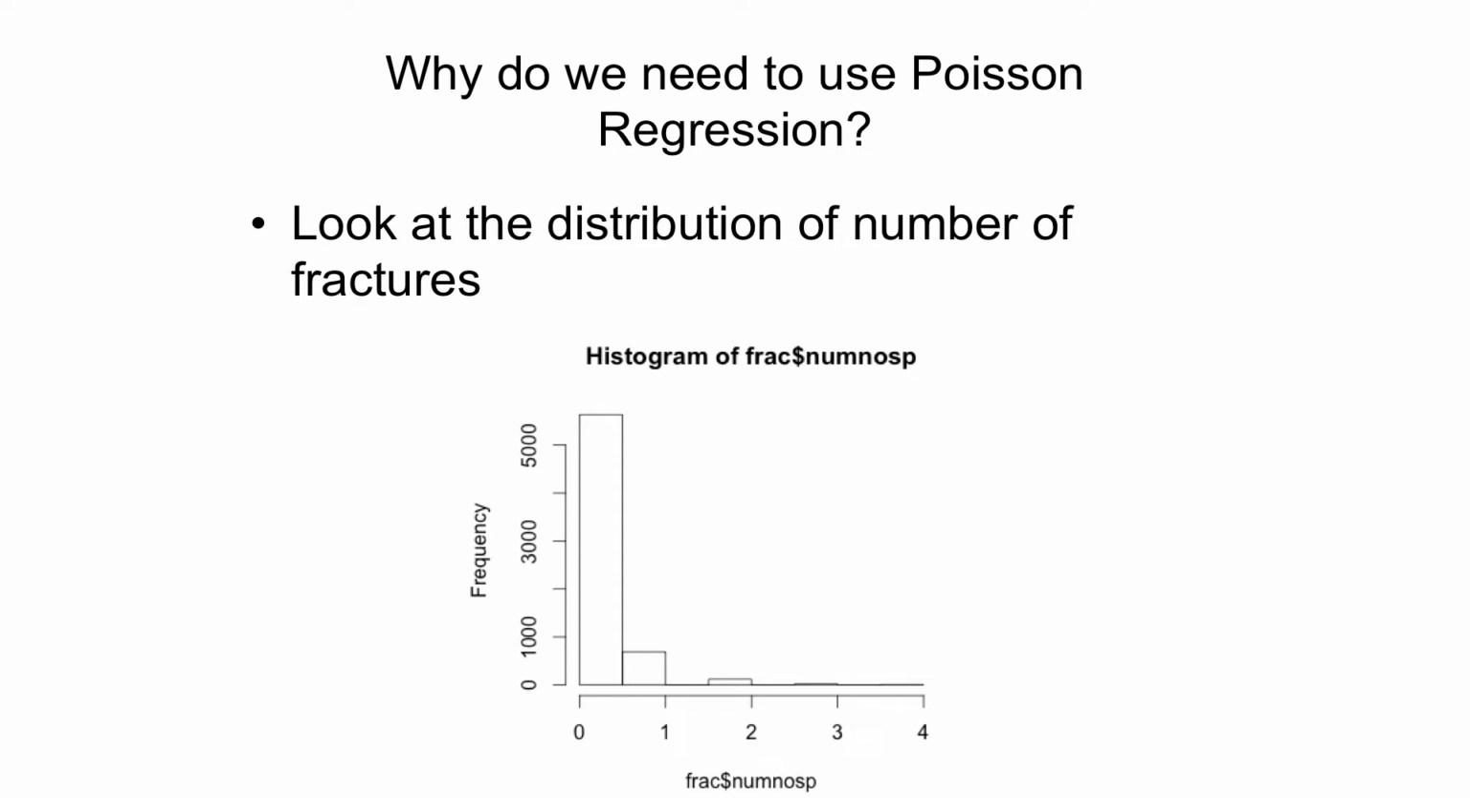So this is why we need to model the rate of fractures with a model that specifies the number of fractures as the count and person time as the offset. If all individuals in the study were followed for the same duration of time, we could just model the count of fractures. But because everyone has a different follow-up time in this particular study, we need to model the rate of fractures per person time.